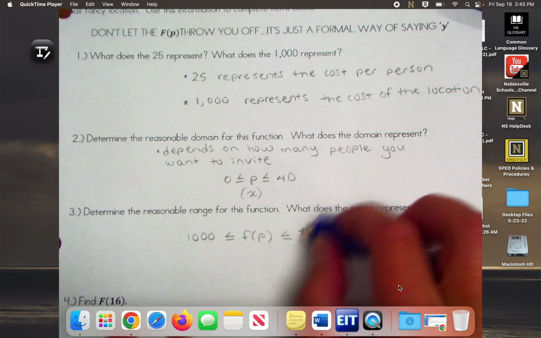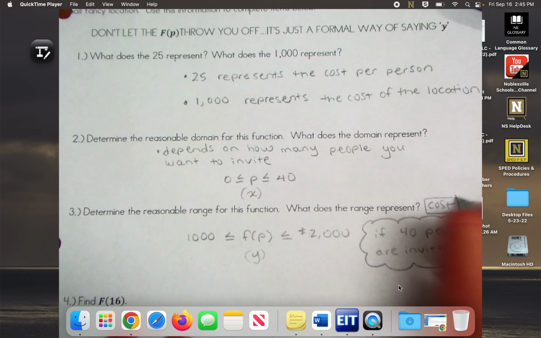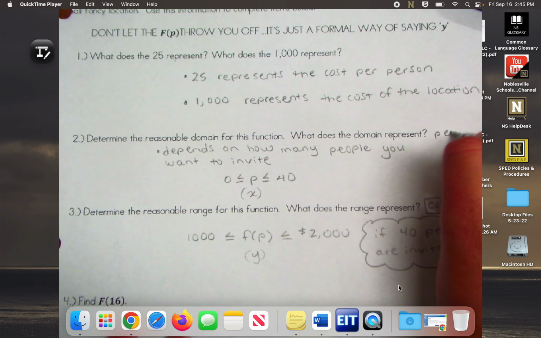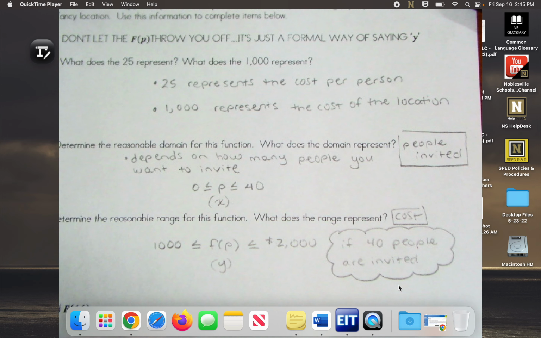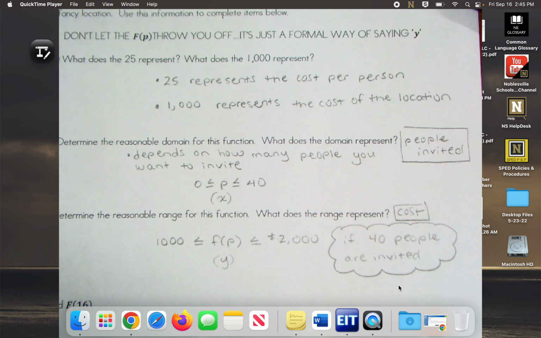All right, so that's if 40 people are invited. So the range is the cost, and the domain is the people. So as long as you can get past the funny letters and words that are used instead of just X and Y, these aren't so bad.